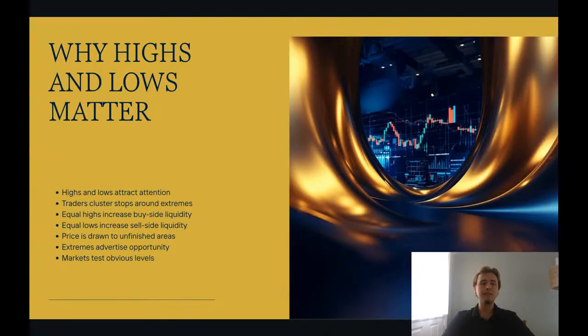Why highs and lows matter. Highs and lows attract attention. Traders cluster stops around extremes. Equal highs increase buy side liquidity. Equal lows increase sell side liquidity. Price is drawn to unfinished areas. Extremes advertise opportunity. Markets test obvious levels.